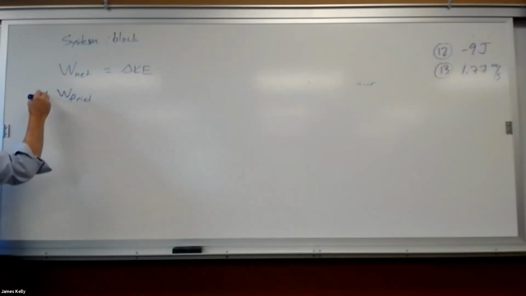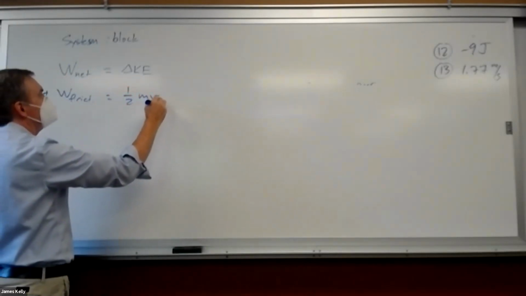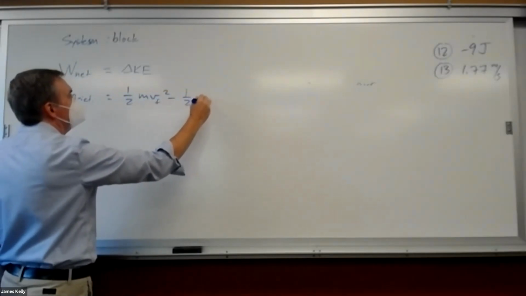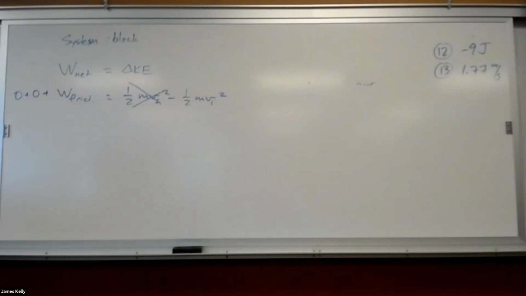Okay, plus 0, plus 0. Those are for the normal force and the weight force. And that's equal to 1/2 m v final squared minus 1/2 m v initial squared. And v final is 0. So I put in my v initial. I put in my m. It's just negative 1/2 m v squared. That's what the work done by friction is. And it should be negative. Questions on that one? Calculationally it's simple. That doesn't mean conceptually it's simple.